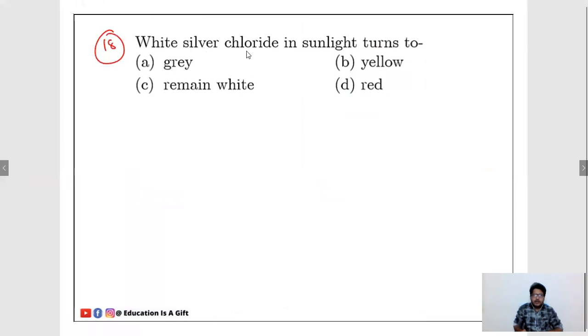18th, simple and direct question. White silver chloride in sunlight turns to, of course, gray. It will not remain white. It will not become yellow or red. Gray.